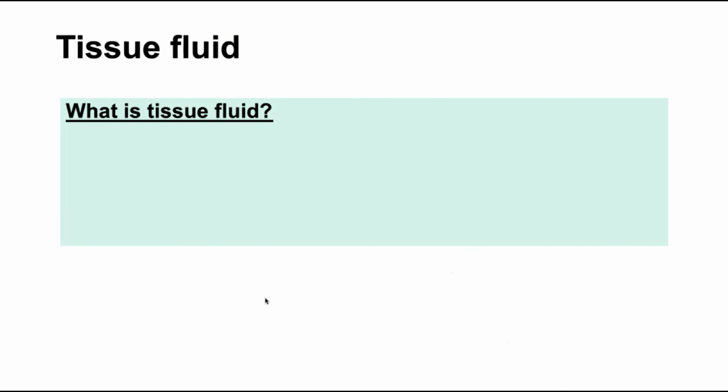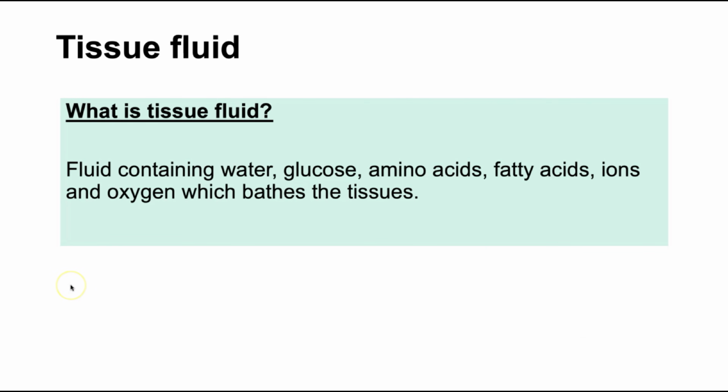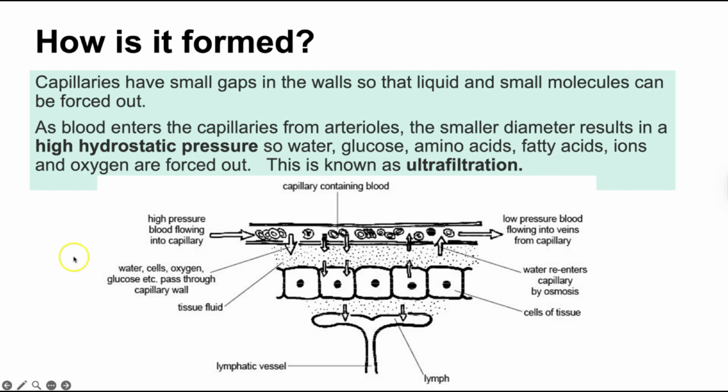This leads us into tissue fluid. Tissue fluid is a fluid surrounding your tissues that contains water, glucose, amino acids, fatty acids, ions, and oxygen that have all been forced out of the blood in the capillaries. So you need to know how tissue fluid is formed, and then how the water from the tissue fluid gets reabsorbed.